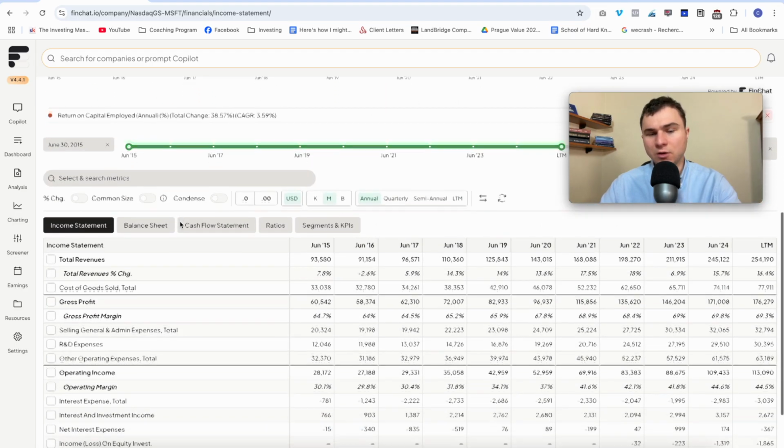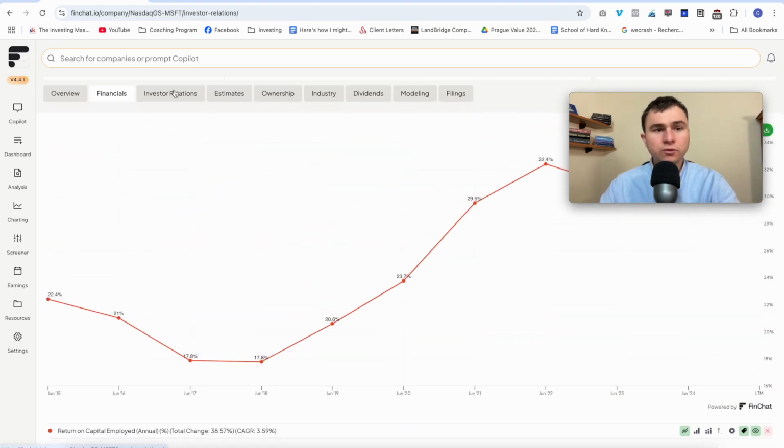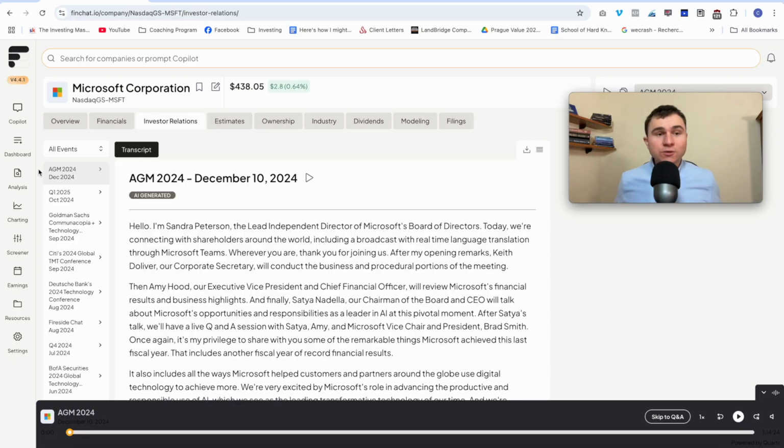So that's the income statement, balance sheet, and so on. You can go to investor relations, and you will have all the reports. No need to go to the website of Microsoft to check for the earnings report, the investor presentation. You have everything here. And you have the transcript, and you can press play. I don't know if you are hearing this, but this is the call.